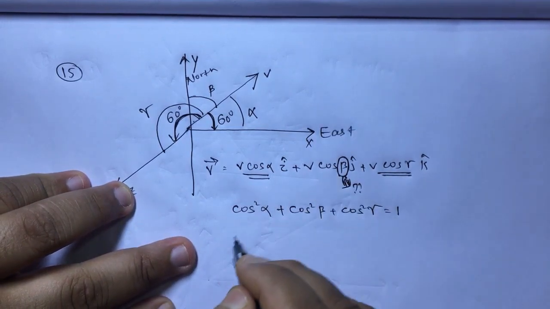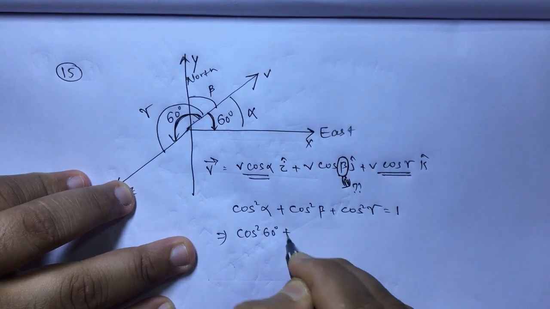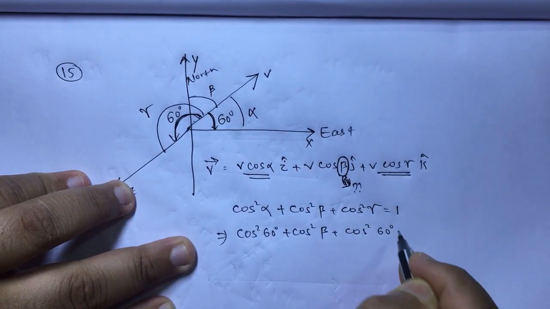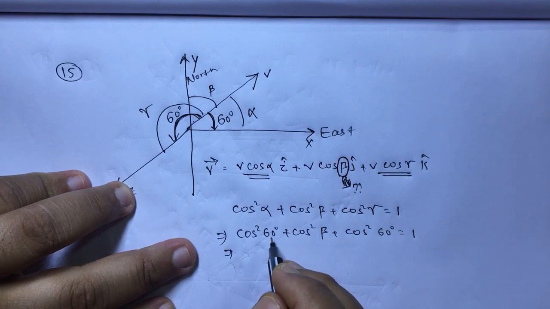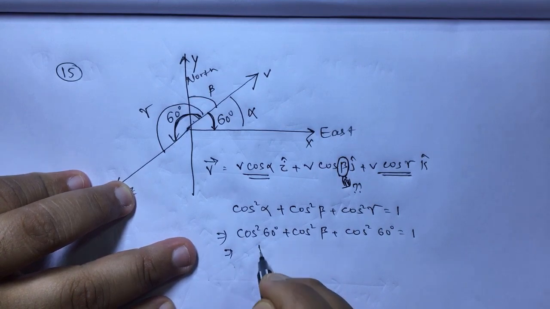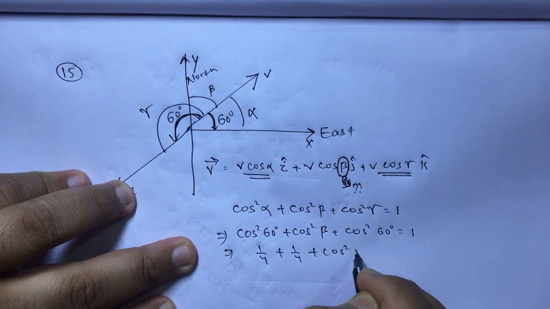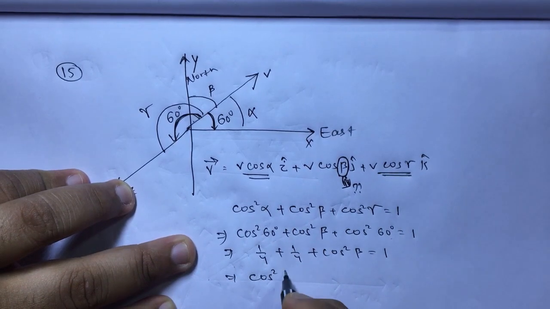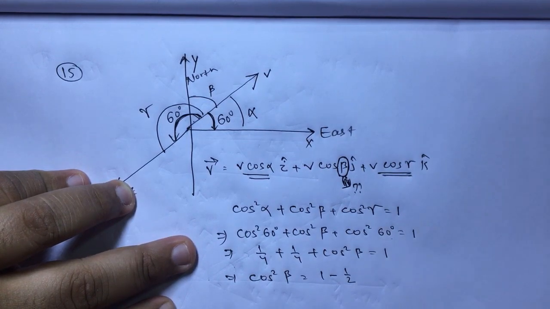Now if this is going to be 1, let us put the values of alpha and gamma. So it is cos square 60 degree plus cos square beta plus again cos square 60 degree equal to 1. Cos 60 is how much? 1 by 2. So cos square 60 is 1 by 4, again it is 1 by 4, plus cos square beta equal to 1, or I can write cos square beta equal to 1 minus 1 by 4 plus 1 by 4, it is nothing but 1 by 2.